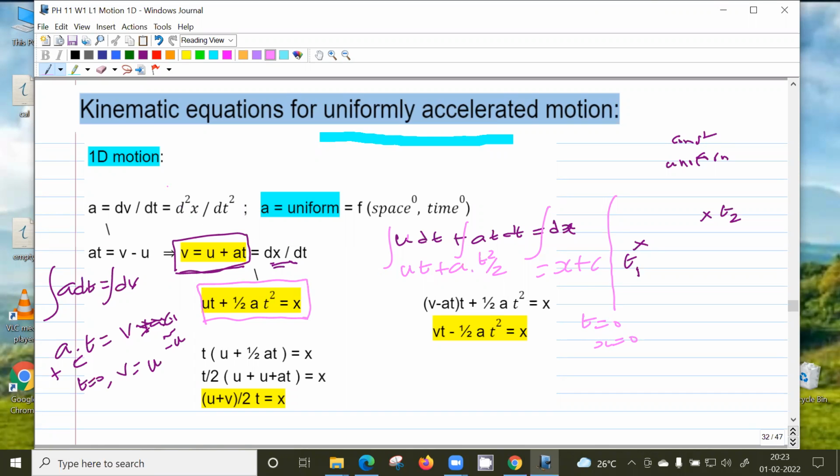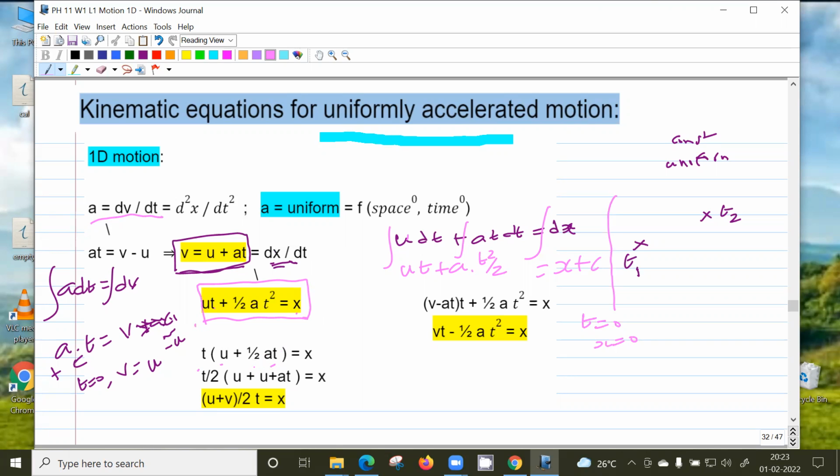So the starting point is this one, a equal to dv by dt, and a is uniform. It means it's not changing in space and time also. So from this, I get this one, integrating once, and v is dx by dt. So integrating the second time, I get this one. Here t is there and t square is there, so I can take t outside. So it'll become ut plus half a t square.